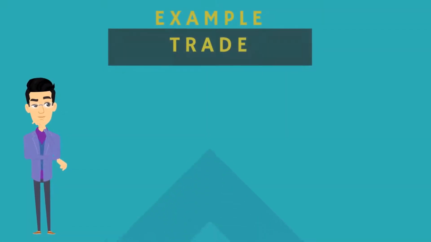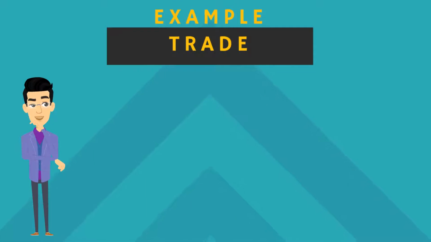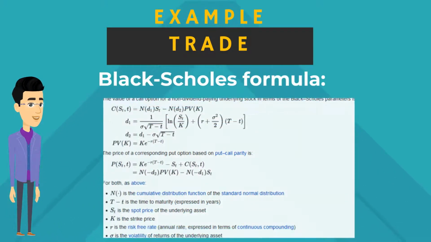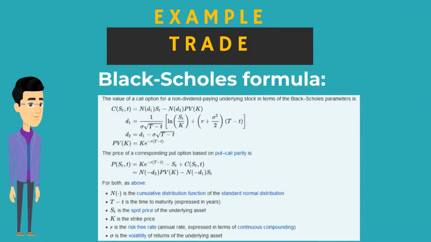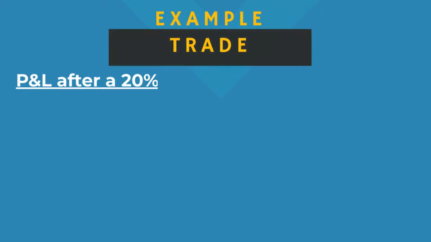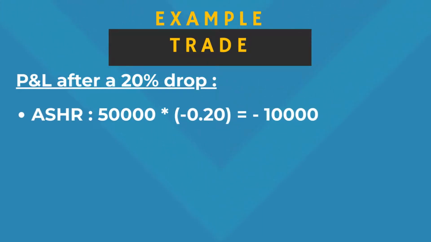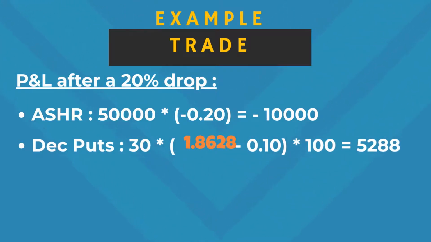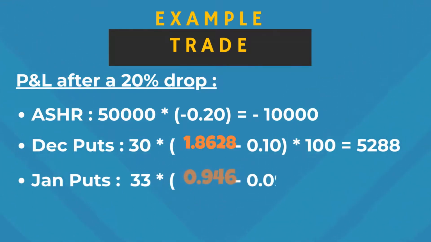Now let's see what would happen if the market dropped 20%, 25%, or 30% like it did back in 2015. Using the Black-Scholes equation, we can calculate the price of put options after each drop. Let's take a look at the calculation for the 20% drop. Our $50,000 investment in ASHR would have lost $10,000, but our December 31 strike puts will be valued at $1.86, and that's a jump of 18.6 times from 10 cents. So the P&L from the December put options would be $5,288. Similarly, our Jan puts jumped from 9 cents to 94.6 cents. That's a 10-bagger.